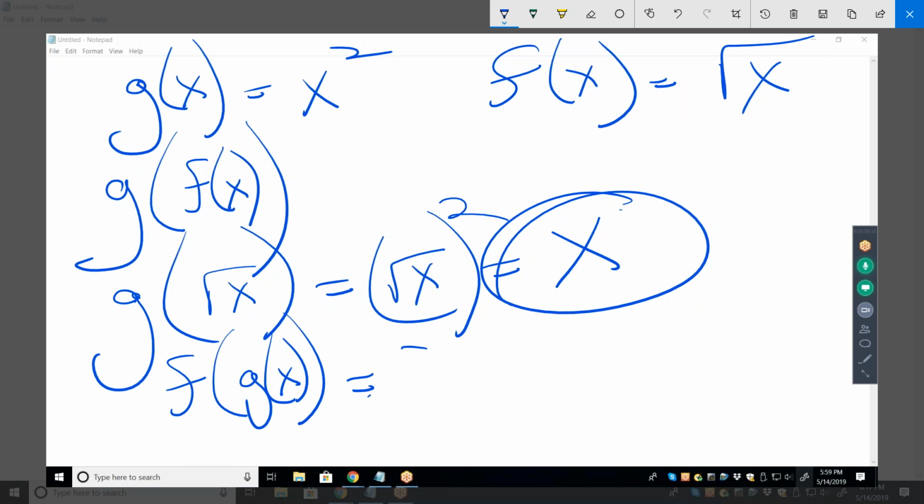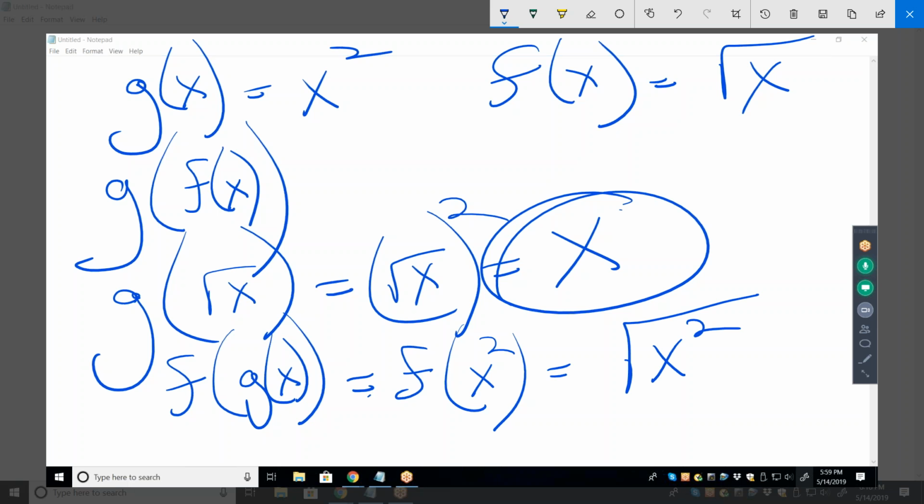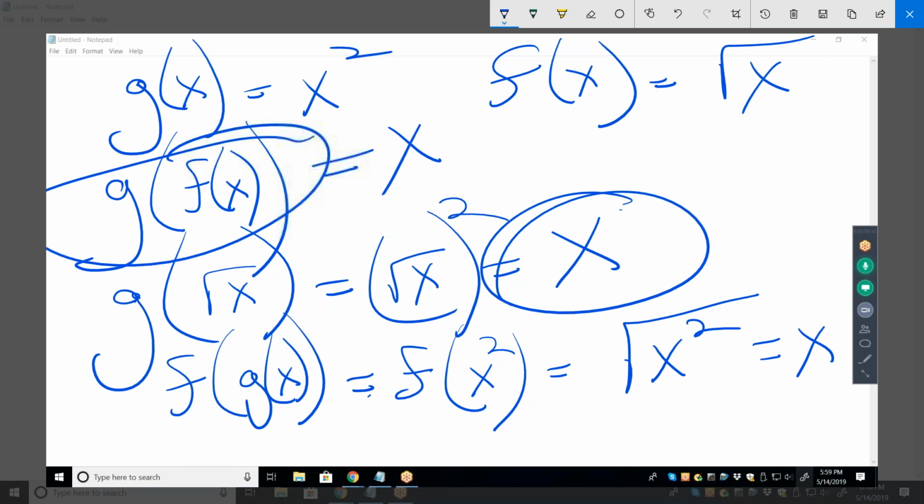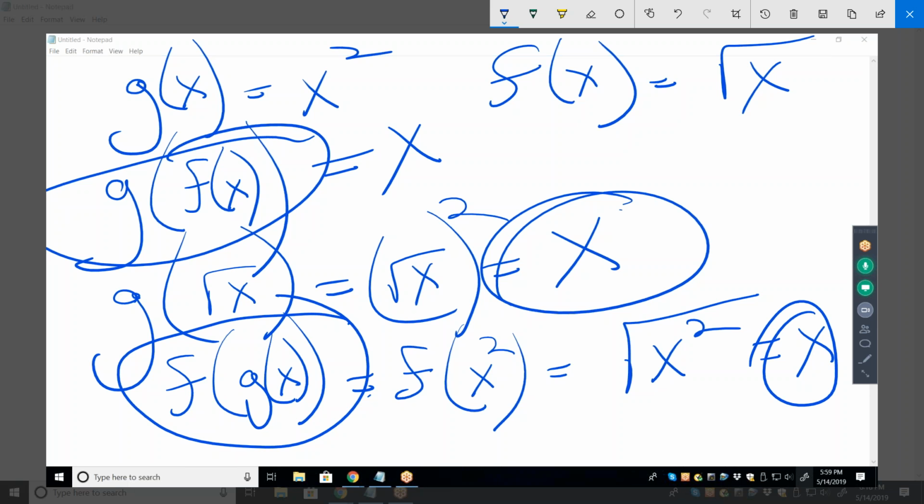Well, f of g of x is f of x squared, right? Which is the square root of x squared, which is x. So both g of f of x is equal to x, and f of g of x is equal to x. That's actually the official definition.